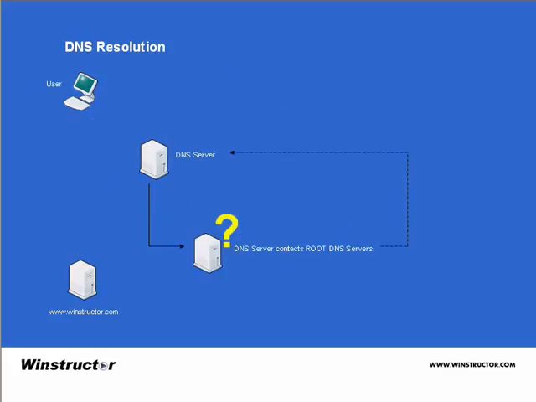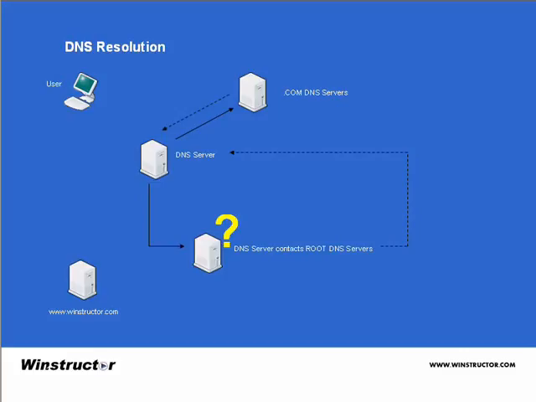Now the root DNS servers do not know the IP address of winstructor.com, but they do know of another server or servers that should know. So it sends back the IP addresses of the DNS servers that are authoritative for the .com domain. So our DNS server sends a request to these DNS servers. These DNS servers do not know the IP address of the host that we wish to contact, but they do know who should know this information, and that is the DNS server that is authoritative for the winstructor.com domain.